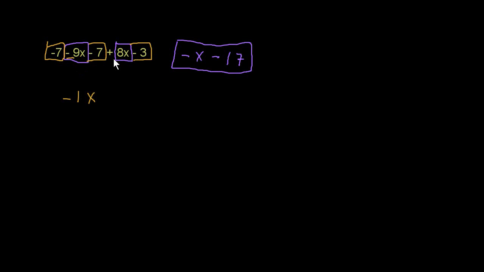And let's combine all of the constant terms together because they're like terms. Negative 7 plus negative 7, that's negative 14, plus negative 3, that's negative 17. And if you have negative 1x, you don't have to put the 1 in. It's just understood to be there. And so the answer is negative x minus 17, which of course is what we wrote down up here.